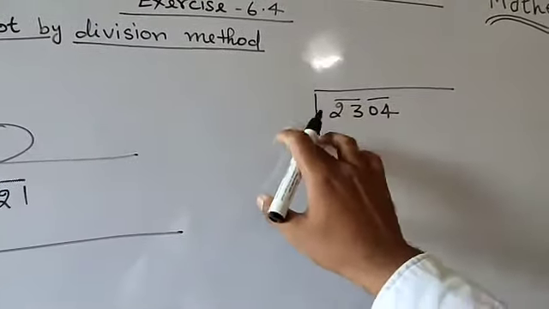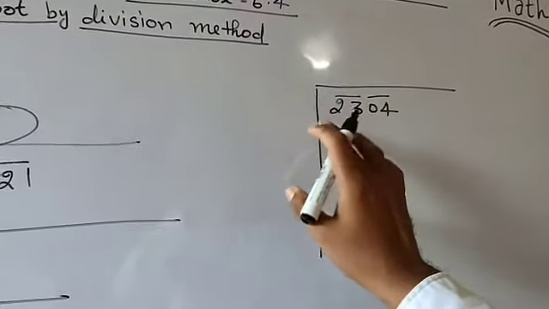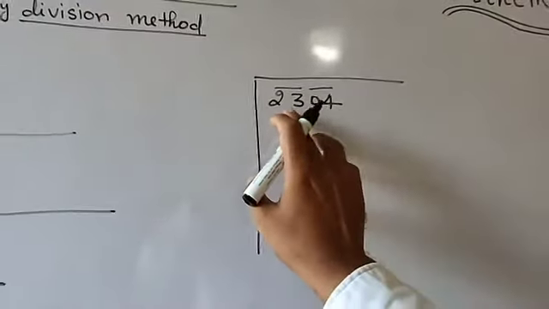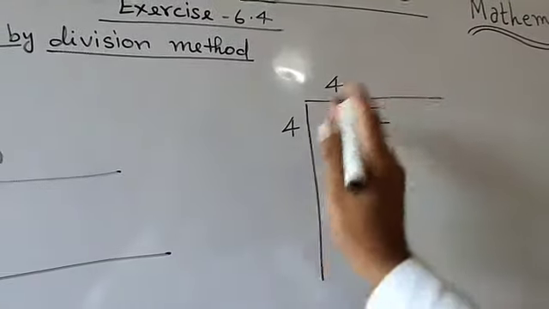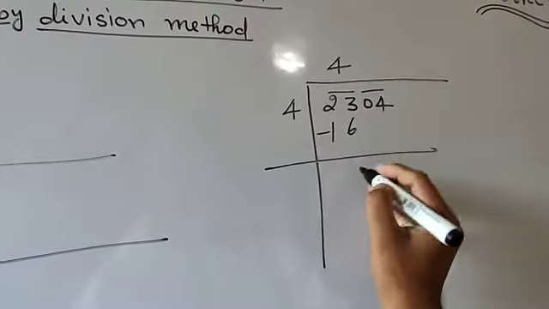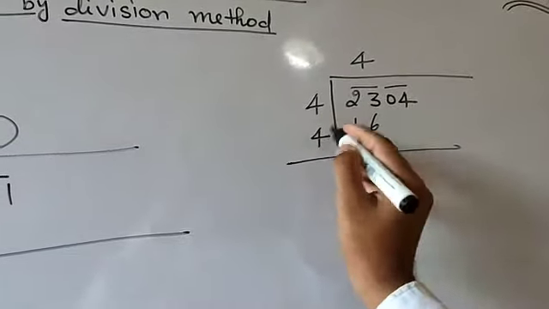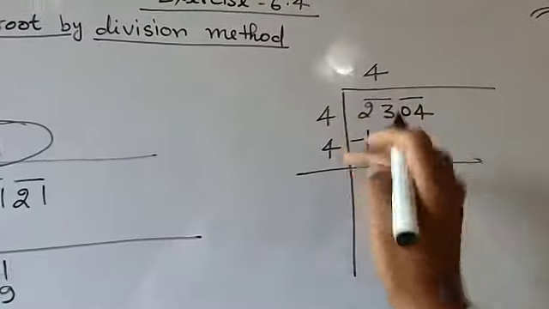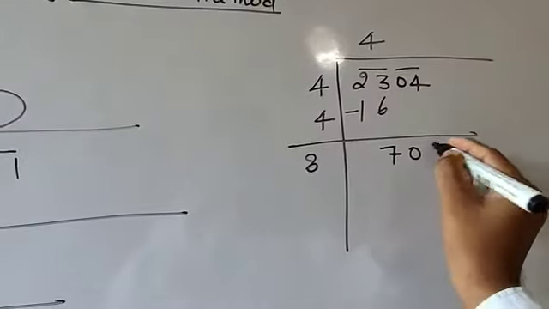So you need to find a number by which it is multiplied and you will get either 23 or less than 23. So 4 4s are 16, that is less. 5 5s are 25, that is greater. 25 is greater than 23. So here you will put 4 and here it is also 4. Then 4 4s are 16. Now here it will be subtracted. Then here 23 minus 16, that is 7. Now 4 will be kept here, whatever number you are going to put. Now here 4 plus 4, that is 8. And after that you will put the next pair, that is 04.